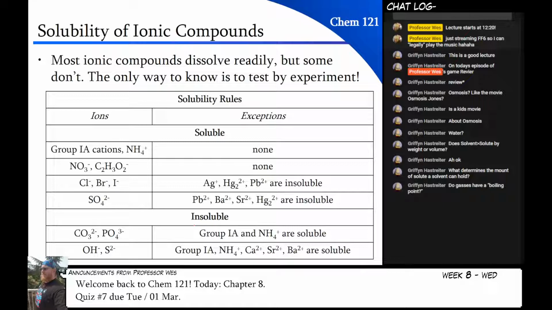So the way that we're going to use this chart is in the following manner. There are two sections to the chart: the soluble section and the insoluble section. What you're going to do is look for something that is in your compound in the chart on the left, and then look for an exception for whatever else it's paired with.